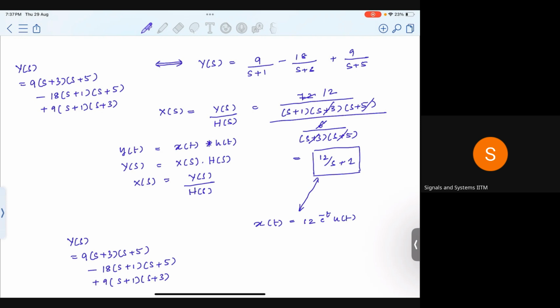Yes, ma'am. But according to the duality theorem, how can the infinite signal in time also be infinite in the frequency domain? I mean, there's no restriction that any infinite signal in time should have a finite signal in frequency. There is no restriction like that, right?